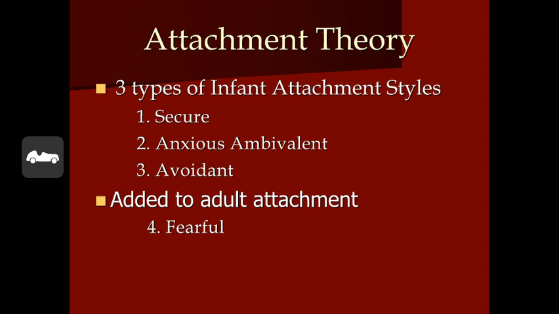So the first style is secure, and then we see anxious ambivalent, avoidant, which is also called anxious avoidant, and fearful. And what's important to know is that secure as a category stands alone, securely attached, and the rest are all anxiously attached in some ways. The vocabulary can change for anxious ambivalent. Sometimes it's referred to as preoccupied, but we will stick with anxious ambivalent.